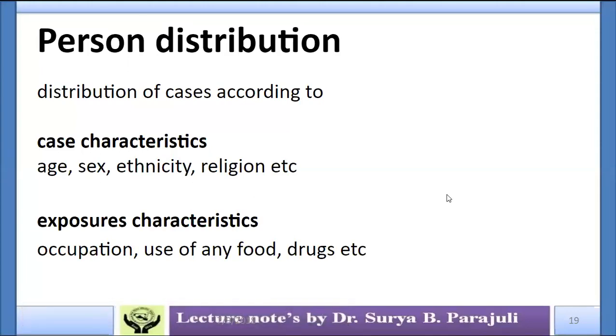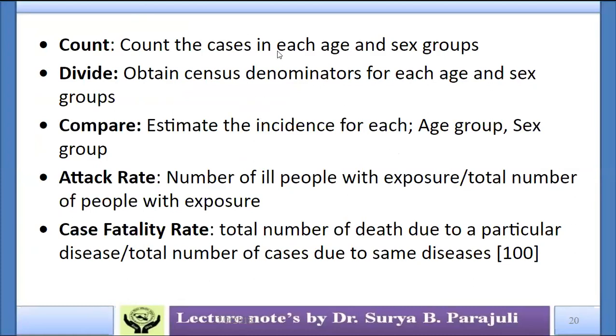Based on that, we can find the person distribution. So we can count the cases by age and sex. We can obtain the census denominator for each age and sex. So how many female, how many male, and we need to identify the denominator. In public health, in community health, the denominator is more important than the numerator. Numerator means the diseased persons or the cases of disease, especially in clinical practice. An individual case means numerator. If you find the population at risk or the population, then it's called the denominator.